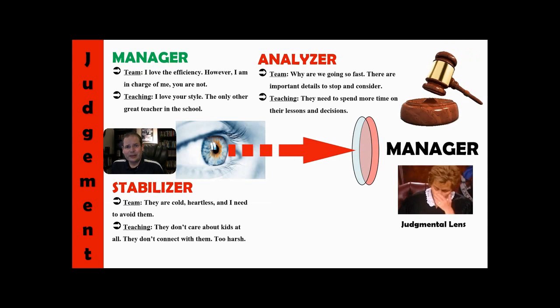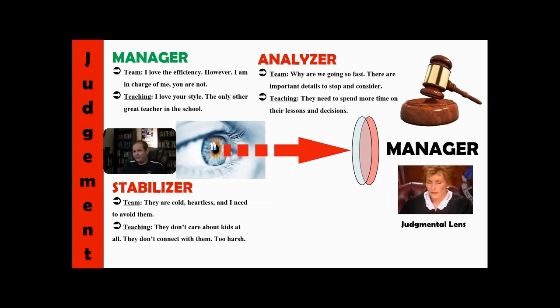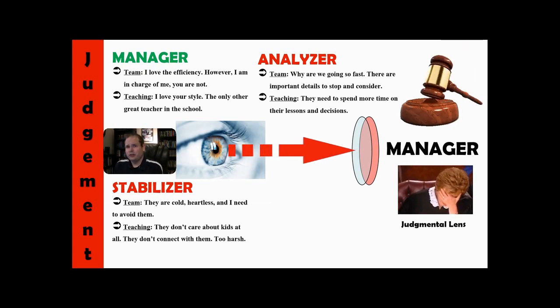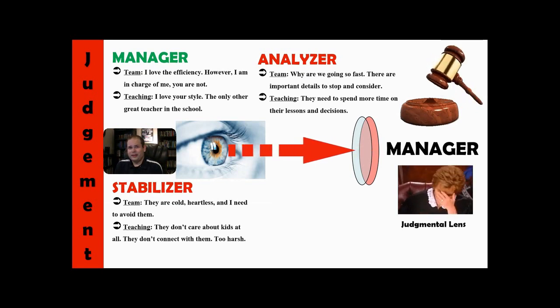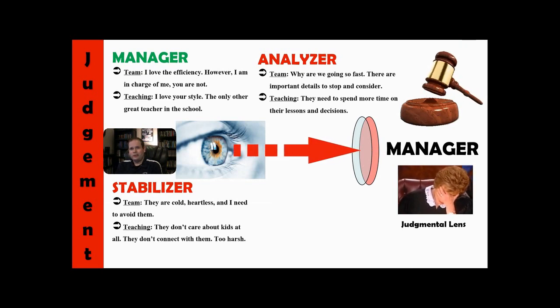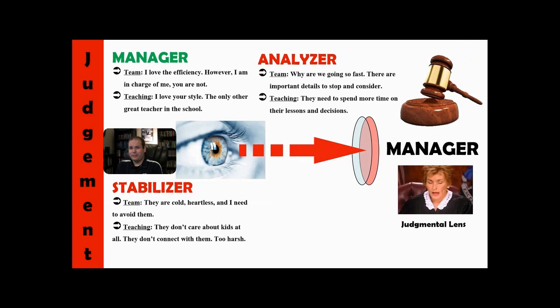Stabilizers. Stabilizers and managers, I mean, this is a recipe for disaster. Because a lot of teachers tend to have stabilizer as their preferred behavior style. And with managers, when they're exploding, dictating, blaming, or even when they're just doing their manager thing, stabilizers take it personally. They're like, well, this person just seems mean and cold and harsh, so they don't want to connect with me, and so I don't want to connect with them. And so they tend to avoid each other.